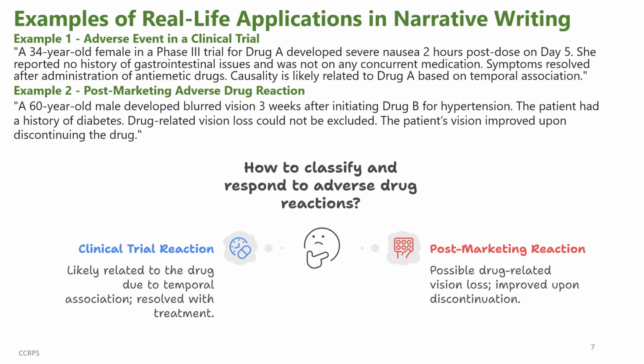Example 2. Post-marketing adverse drug reaction. A 60-year-old male developed blurred vision 3 weeks after initiating drug B for hypertension. The patient had a history of diabetes. Drug-related vision loss could not be excluded. The patient's vision improved upon discontinuing the drug.